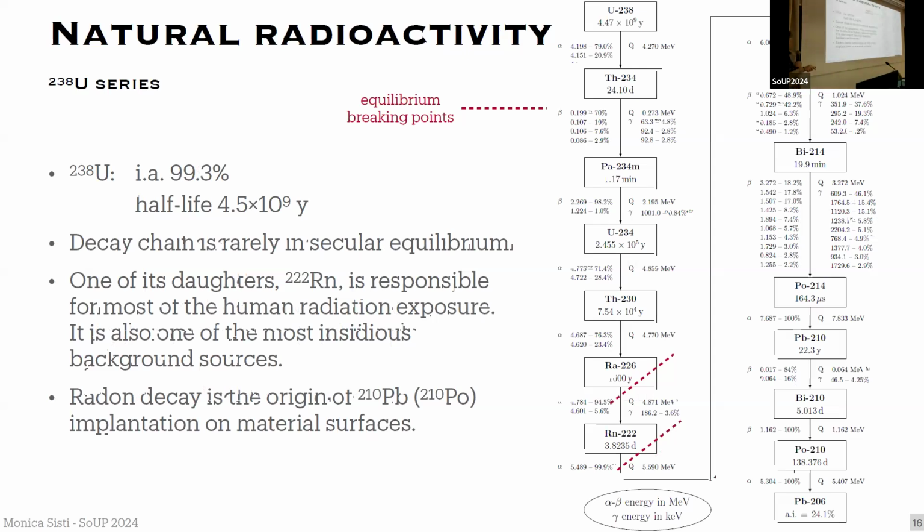So if you have the implantation of lead-210 on the material, you will have it forever in your experiment, because for it to disappear, you have to wait roughly 5 half-lives. That's 100 years. It's I think far beyond the natural duration of any experiment. And so you will have a constant background from bismuth-210 and polonium-210, mostly on the surface.